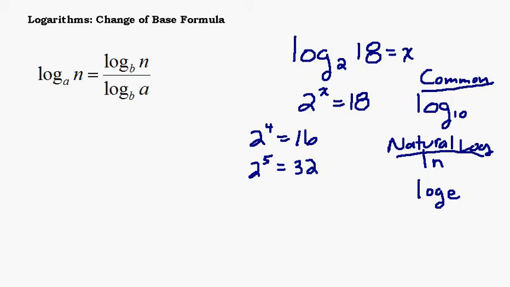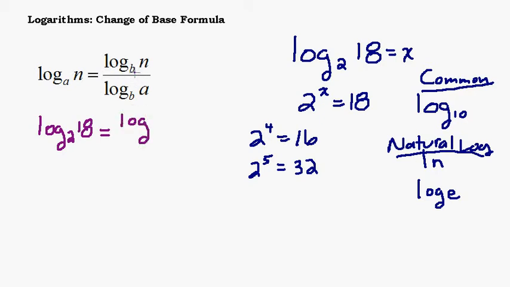Okay, so let's look at this change of base formula over here and see if we can use it to figure out log base 2 of 18. This says log base a of n equals log base b of n over log base b of a. So our problem is log base 2 of 18. So a is 2 and n is 18. If we substitute those in over here, we have log, now I've got this b.